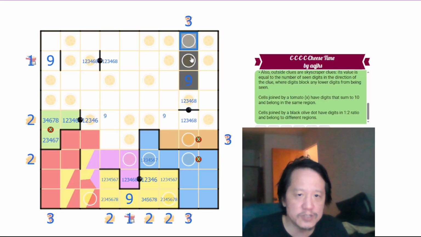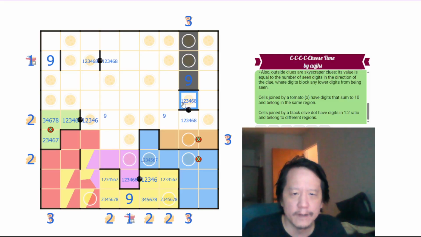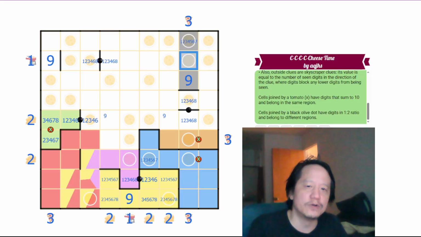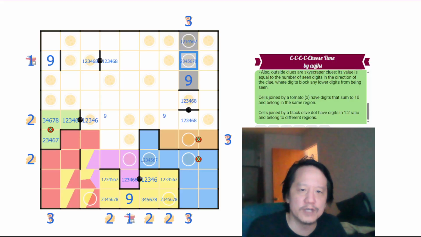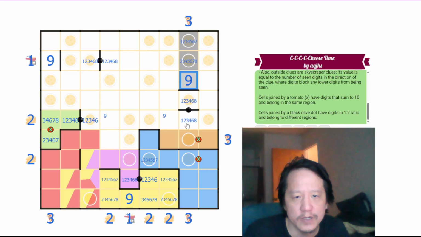That means this is smaller than this because it must see 3 cells going this way. We also know this is a boundary. I guess we can make this medium. I have a feeling we're going to have something coming out that way, but that's just a hunch. This is smaller than this, so it's 1 through 7, 2 through 8 this way.